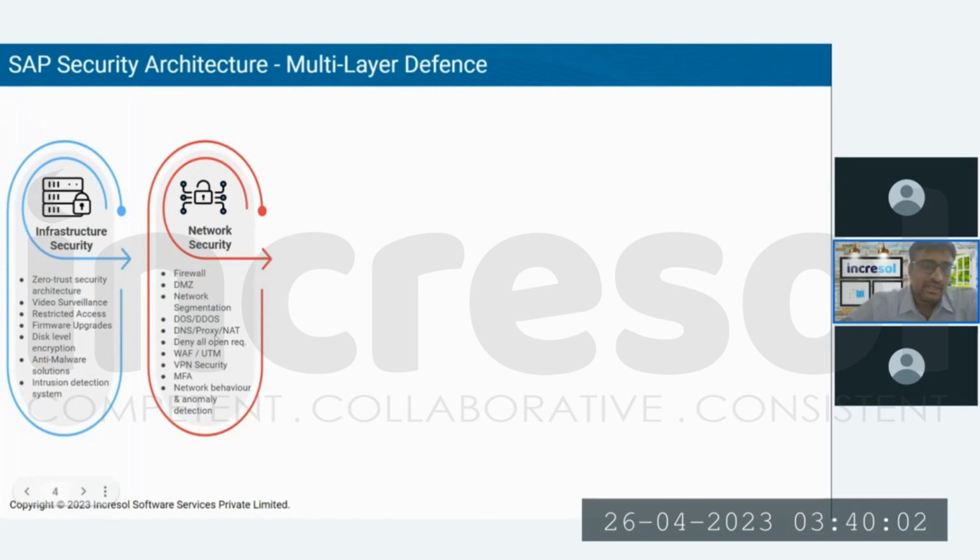The next one goes to your DNS proxy or NATing. It is more related to exposing part of your SAP services through the firewall using a specific port or a specific way for external connectivity.